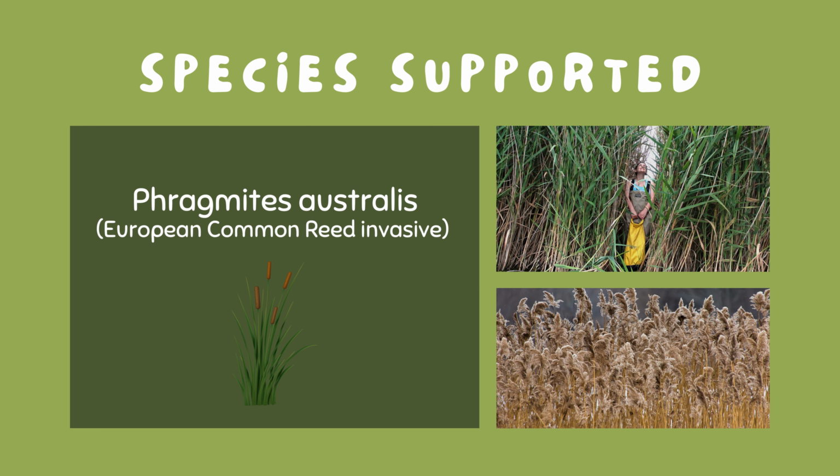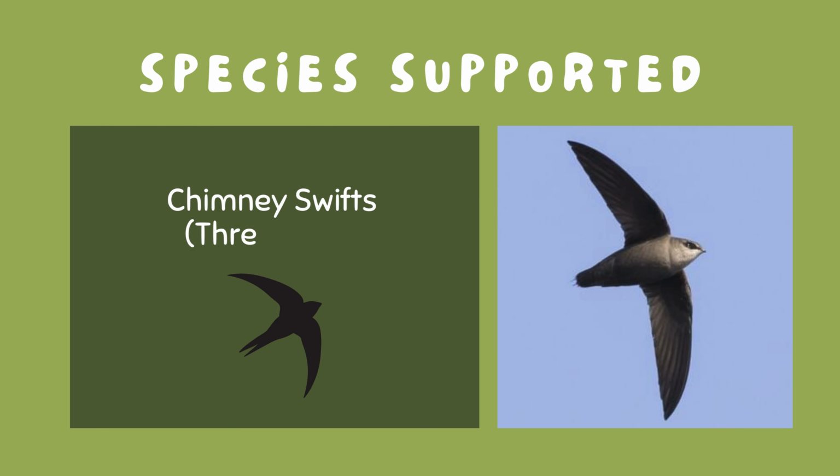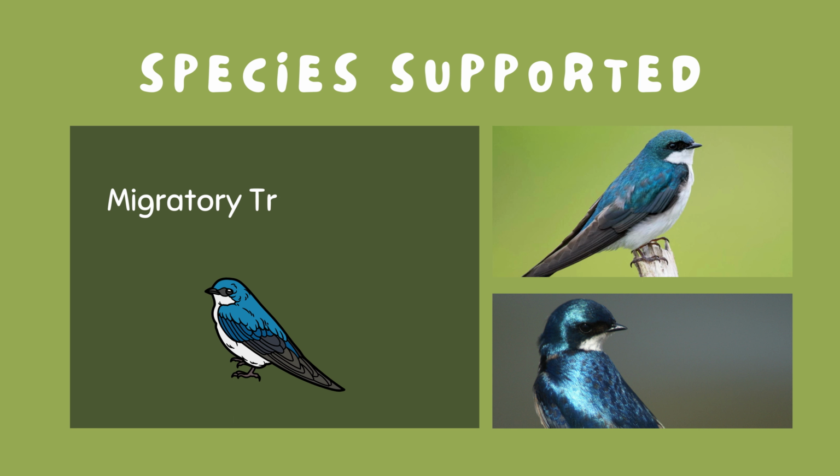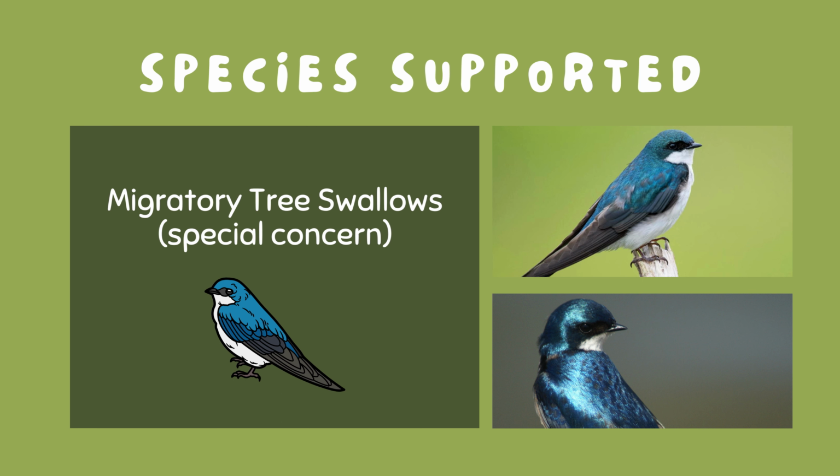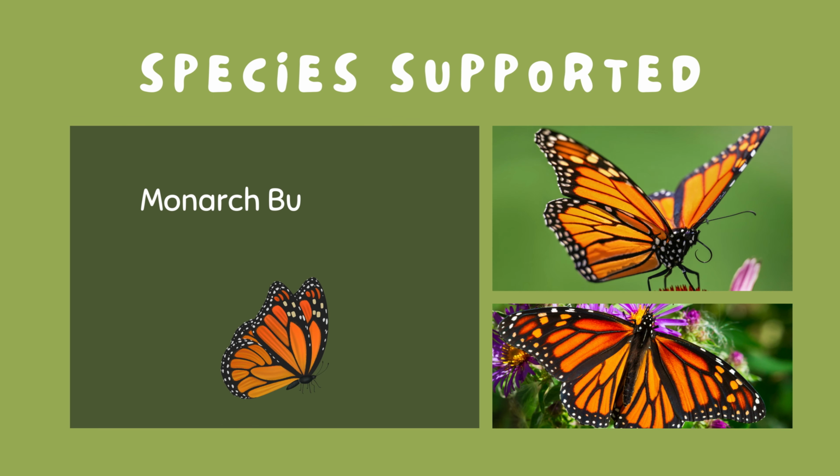over moist areas. Common bird species found on the property are chimney swifts, a threatened species, and migratory tree swallows, a special concern. Both of these species are in the process of becoming endangered due to habitat loss and human disturbance. The property is also frequently home to monarch butterflies and other endangered species.